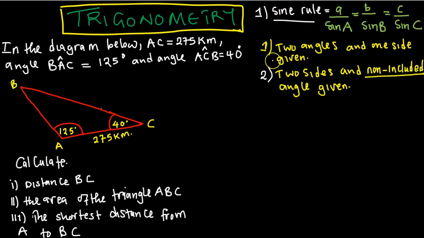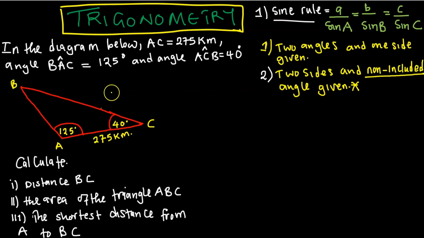So you use sine rule when you have two angles and one side. If you are given a non-right angle triangle and it has two angles and one side given, just know that you are going to use sine rule. And of course, the other one is when you are given two sides and a non-included angle. I'm going to explain this one when we get there. Now let us start with the first one, when you are given two angles and one side.